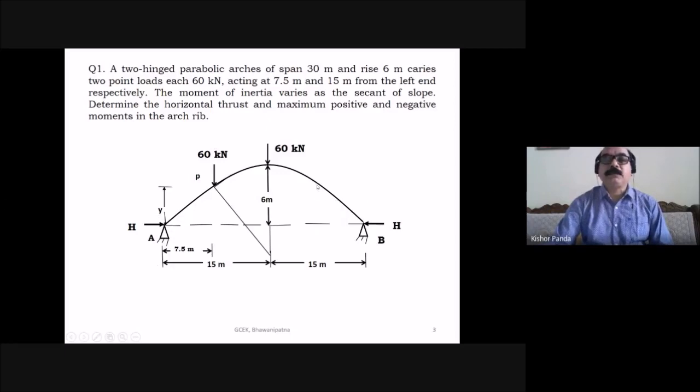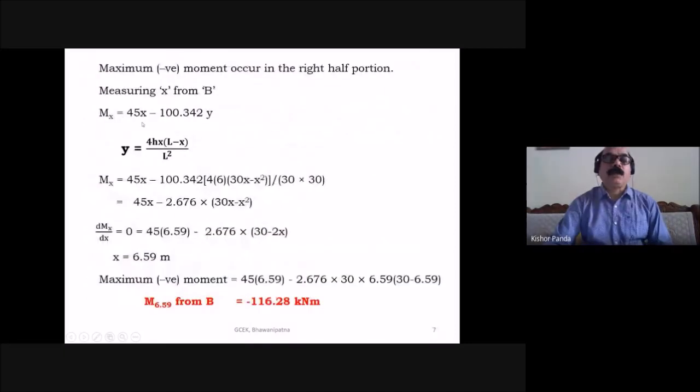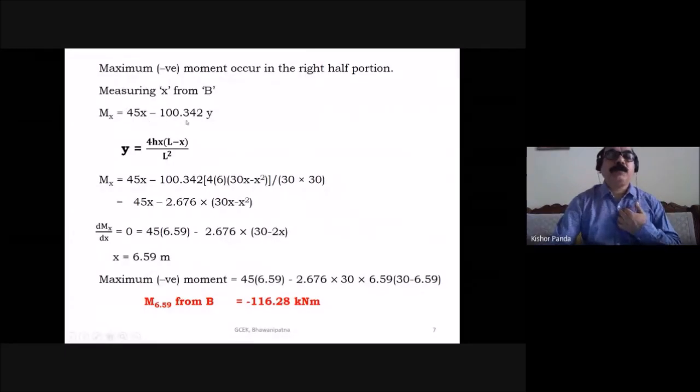At a distance x from the support B, take one section, and at that section find out the bending moment. Mx is equal to 45x minus, this is the B moment, and this is the horizontal thrust moment. Vb is your 45. Vb into x is the B moment, and due to the horizontal thrust, Hy, you know H is equal to 100.342, and y is the distance at a distance x. So this is the bending moment at a distance x from the support B.